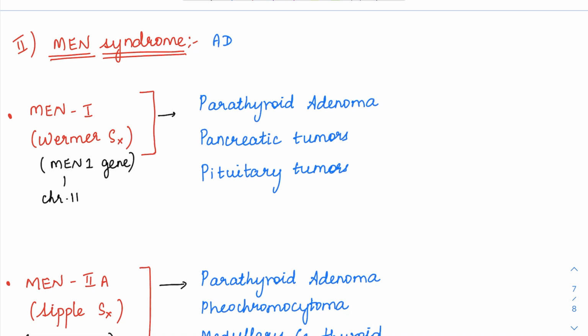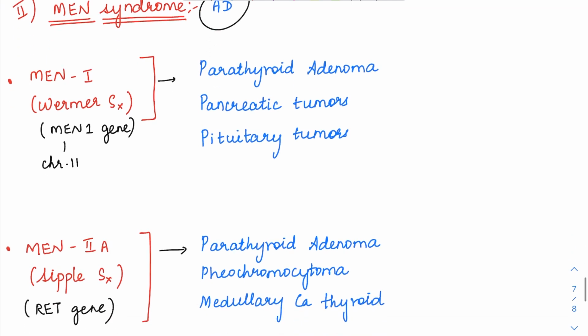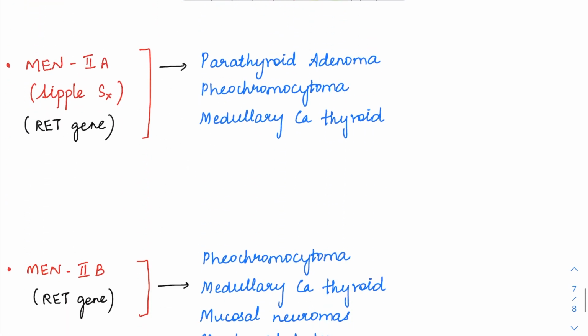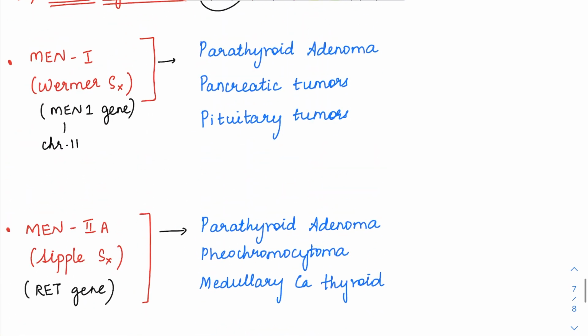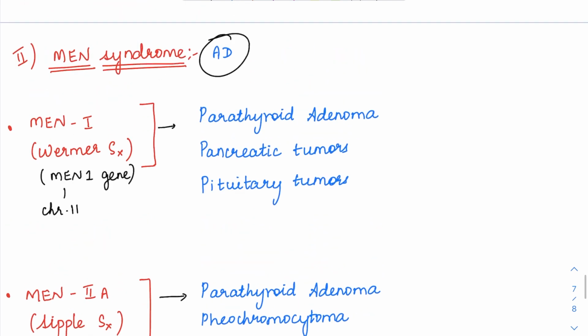So next, we'll talk about the MEN syndrome because there are certain MCQs related to this. MEN syndrome is an autosomal dominant condition. We have MEN1 syndrome, MEN2 syndrome and MEN4 syndrome. In MEN2 syndrome, we again have MEN2A and MEN2B. MEN1 syndrome is also called Wermer syndrome.